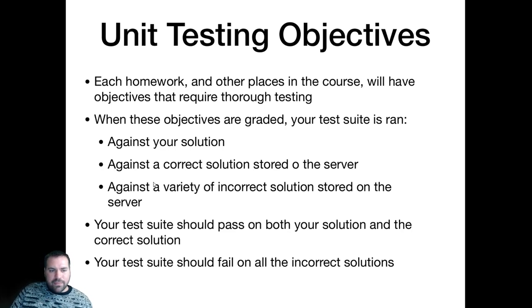If it can't determine between all of these, pass on these, and fail on all these, then you haven't completed that objective yet. So if it passes on these two, but also passes an incorrect solution, you have to add more testing. You haven't done enough testing at that point. You've got to write more test cases and make sure you're more thorough in your design of your test suite.